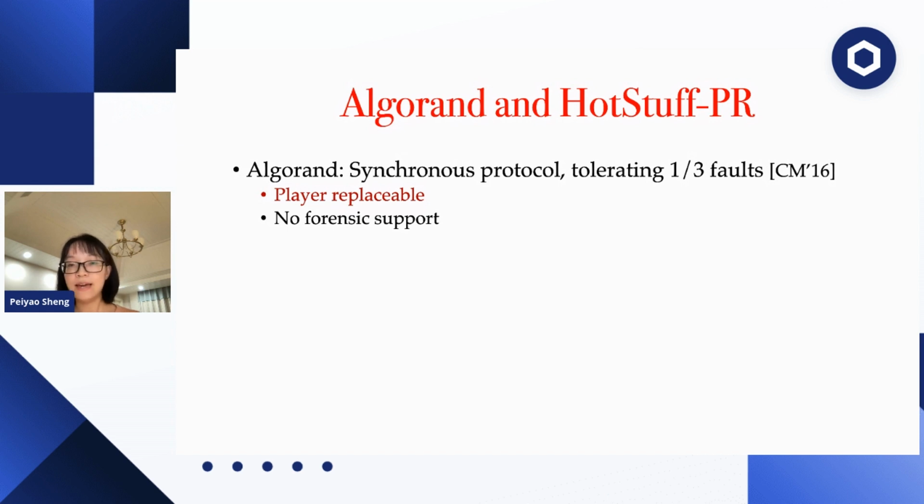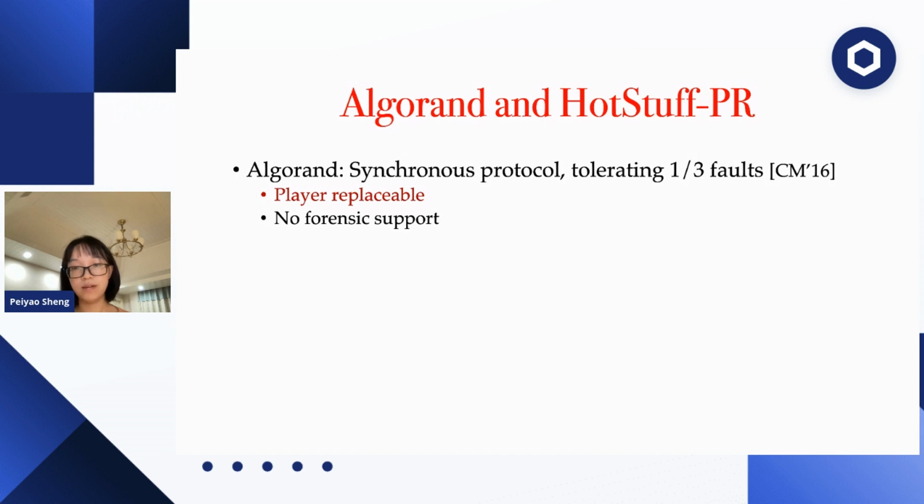Algorand BA has a very important property called player replaceability. That is, different steps of the protocol can be executed by different sets of players. This makes the protocol tolerate an adaptive adversary as well as ensures subquadratic communication complexity. While Algorand has such a nice property for security, we proved that it has no forensic support. And so far, we haven't found an easy way to fix it.